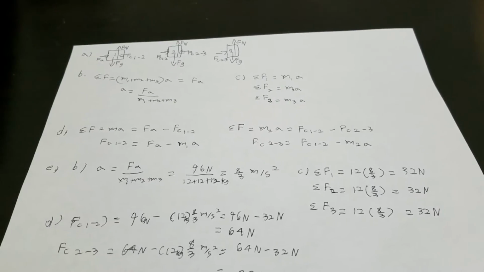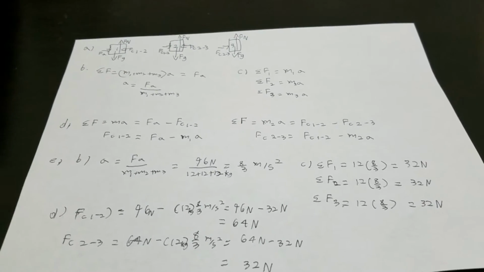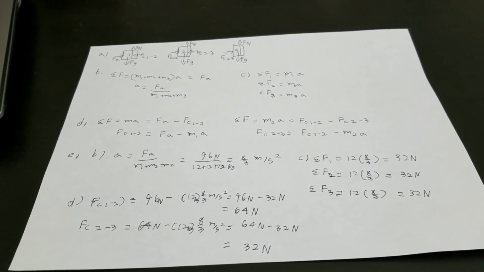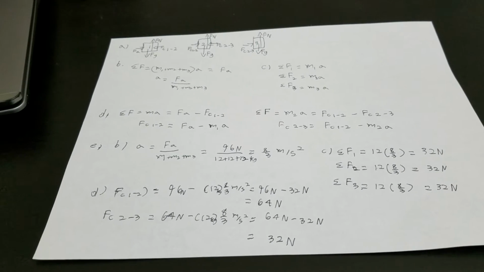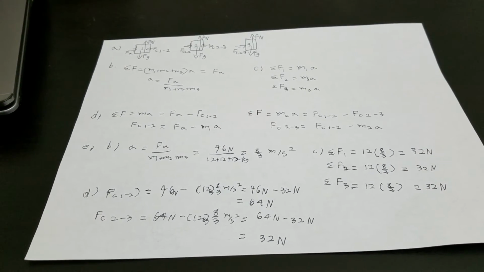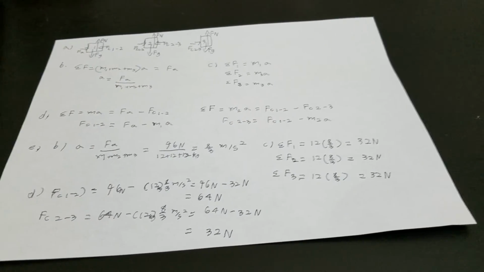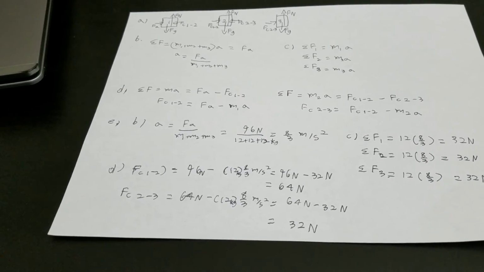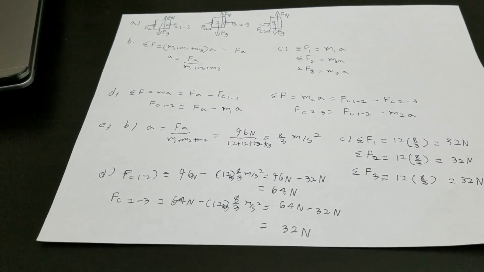Part A is all the force diagrams. Part B is solving for the acceleration. Part C is the net force on each of the blocks. Part D is solving for the contact forces. Part E is getting numerical answers. The numerical answer for B is 8/3 meters per second squared. The numerical answer for C is 32 newtons for all 3 of the blocks, and the numerical answer for part D is 64 newtons for force contact 1 on 2 and 32 newtons for force contact 2 on 3.